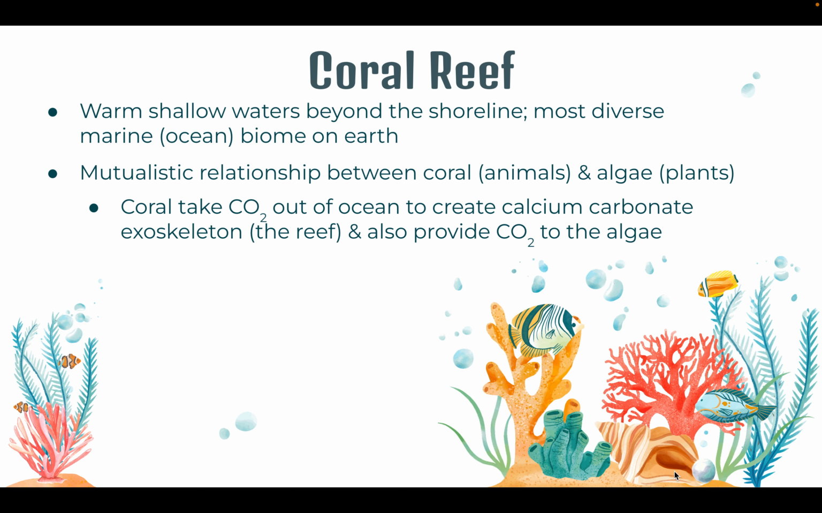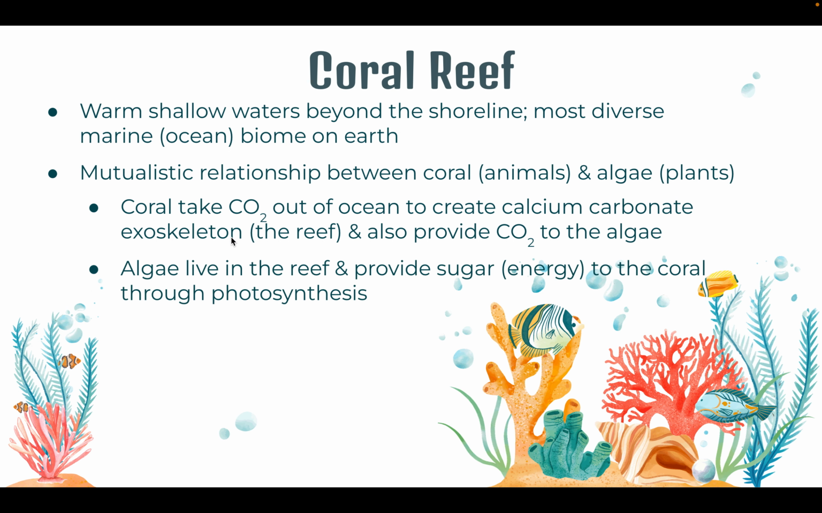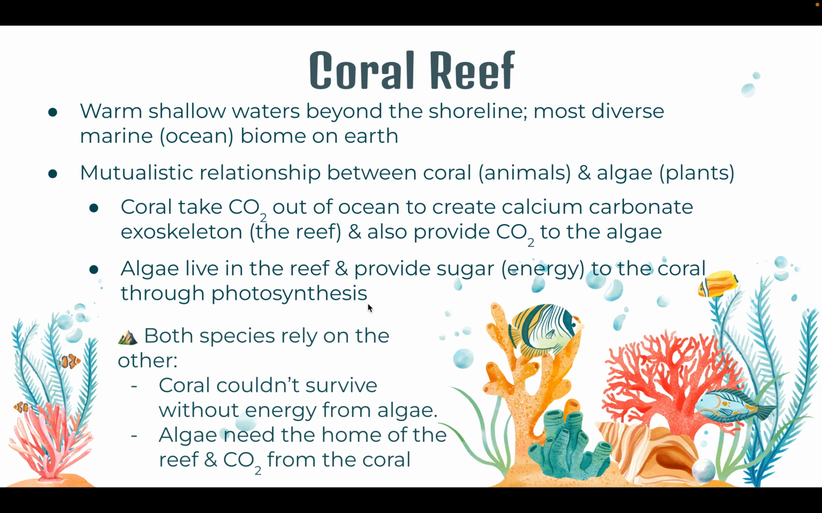This is the reef that they're building. And then it also provides that carbon dioxide to the algae that are growing on it. And remember that algae provides the coral with the sugars that it needs to survive. So the algae live in the reef and then provide that energy to the coral through the photosynthesis that the algae goes through. And both species rely on one another, which is why it's a mutualistic relationship. Coral couldn't survive without energy from the algae, and the algae needs the home of the reef and the CO2 from the coral in order to survive itself.